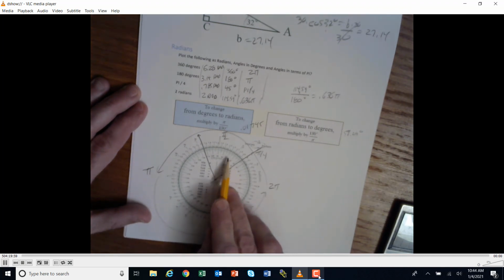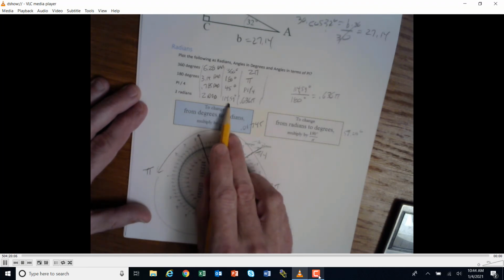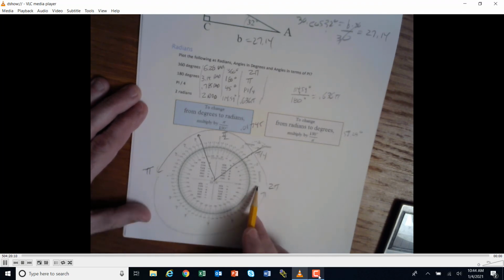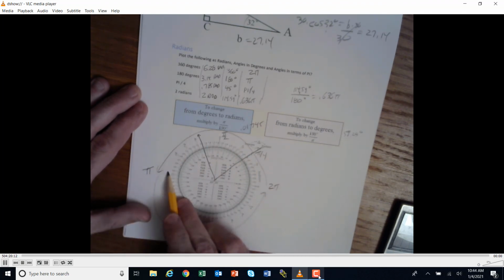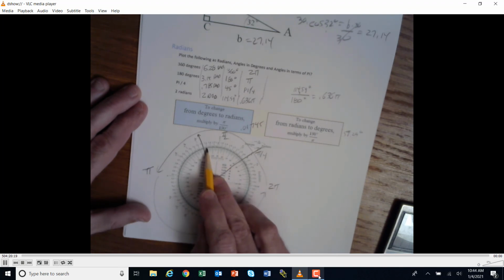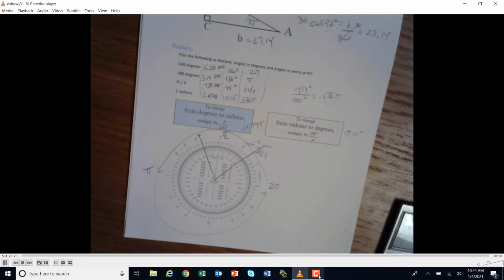That's obviously more than 90 degrees, and if you look at the degrees here, it's about 114.59 degrees. And if you were going to do pi, here's 1 pi. It's not 1 pi. Here's pi over 2. It's greater than that. So it's about 0.636 pi. So that's how we plotted those angles as radians, angles in degrees, and angles in terms of pi.